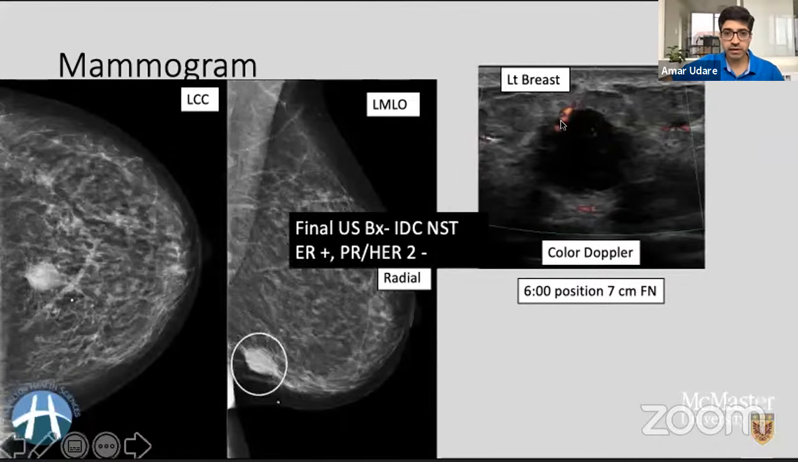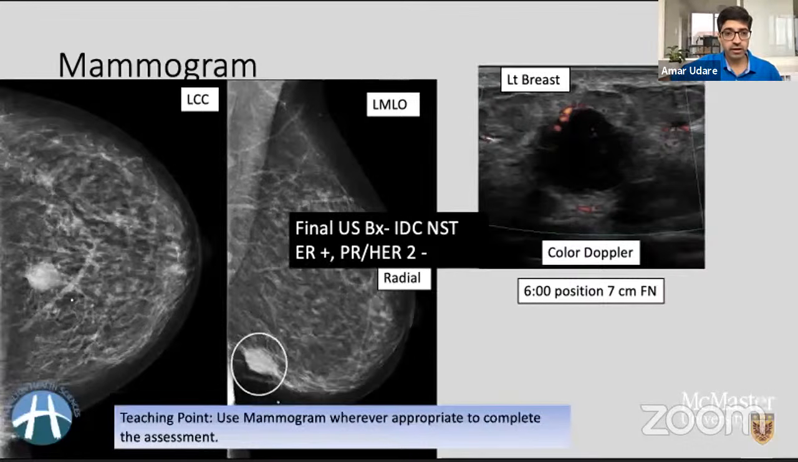On Doppler, you see a little bit of vascularity as well, but as rightly pointed out, we biopsied it, and it turned out to be an invasive ductal carcinoma, no special subtype. It was ER positive, but PR and HER2 negative. So the teaching point here is to use mammogram wherever appropriate to complete your assessment. It does not matter if this was a breast ultrasound finding. If you feel that the lesion is suspicious, you can always add a mammogram at your discretion. There is no contraindication to adding mammogram as such, as the radiation dose is very, very low.